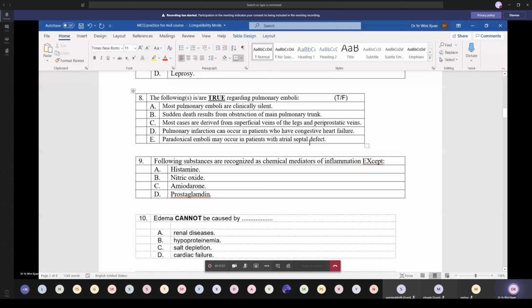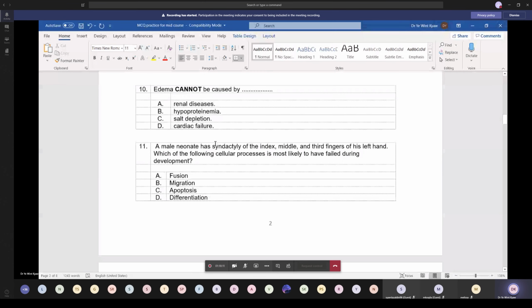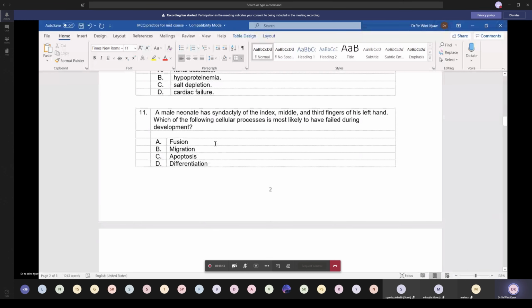So another one is correct. So this is the correct answer. Number 12 is a single correct answer. Just choose one only. Number 12. So the answer is the other way. Other people are so silent.